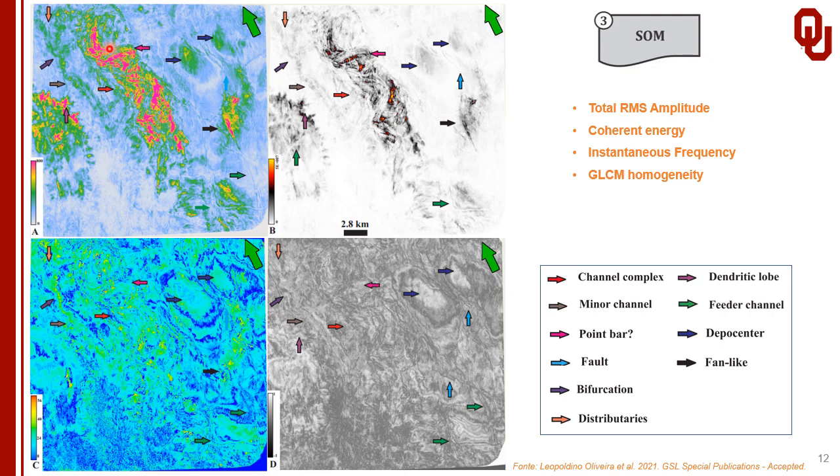For example, channel complex, minor channels here, also the bifurcation and distributaries, some depot centers here, faults, also feeder channels in these locations. A fan-like structure is easily seen at this point here, also associated with faults. Point bars in some locations of the channel complex, dendritic lobes, and smaller channels.